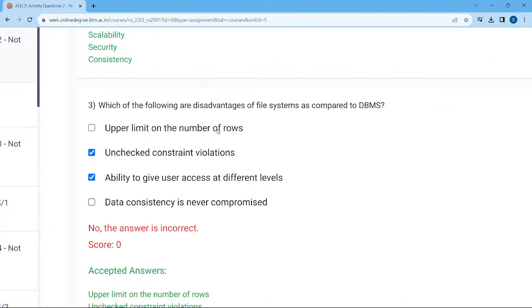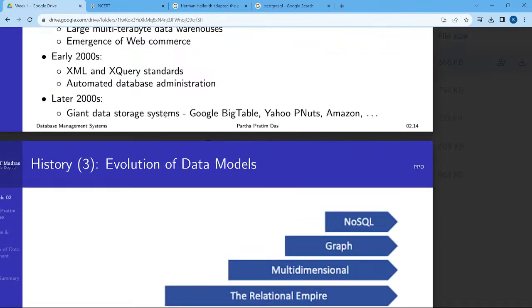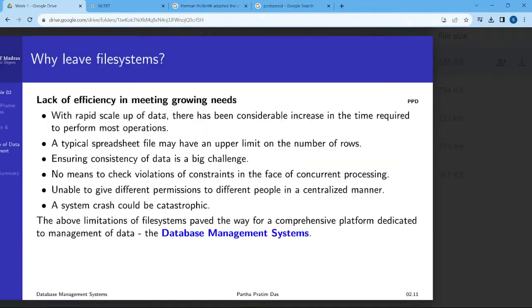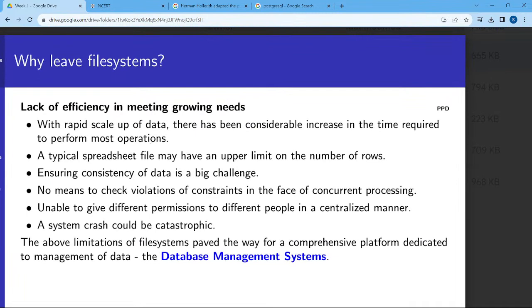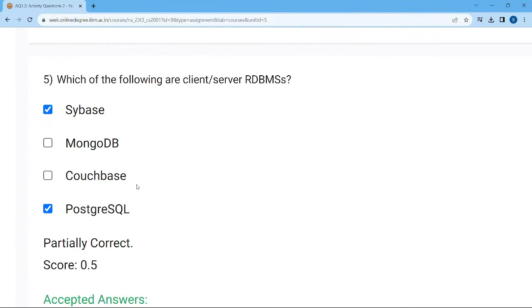Upper limit on the number of, but okay. Let's check it here. No means to check violation of constraints. Okay, this is a different line, and the line in the question is different. A typical spreadsheet file may have an upper limit on the number of rows. So it usually has an upper limit on the number of rows.